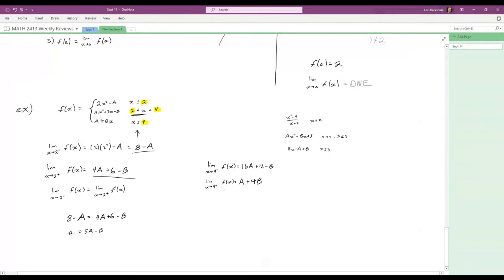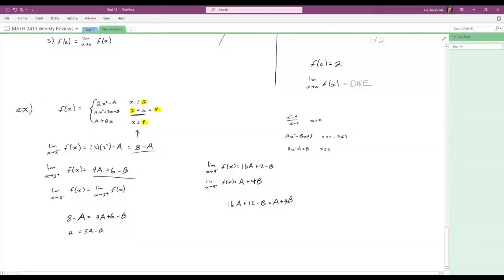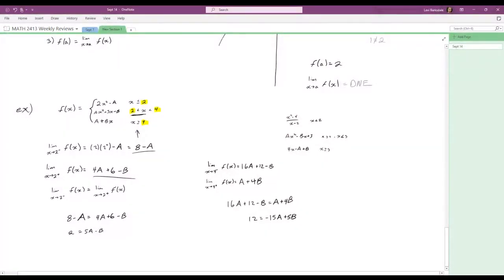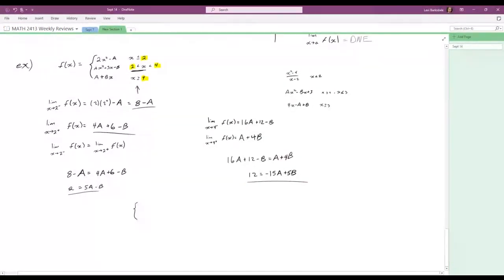Perfect, perfect. So then, because the limit is approaching the same point, the limit from the left should equal the limit from the right in order for a limit to exist and it to be continuous. So then you could say 16a plus 12 minus b is equal to a plus 4b. And again, if we put everything like terms together, we would have 12 is equal to minus 15a plus 5b. Okay, well now we have two separate equations, one right here and one right here. So I'm going to write them as a system of two equations.